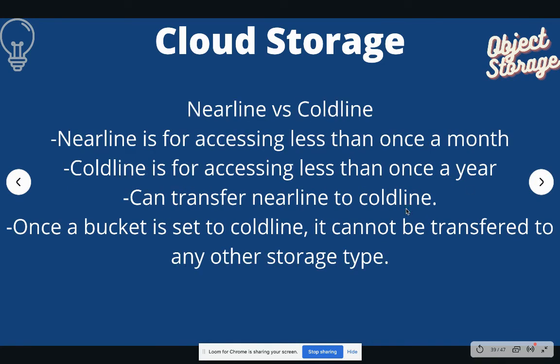Next, we have Nearline versus Coldline. Nearline is really good for accessing data less than once a month. Coldline is for accessing data less than once a year. Retrieving data from Coldline costs more money, and therefore if you're looking to retrieve data more than once a year, you're better off using Nearline. You can transfer Nearline to Coldline, but once you set a bucket to Coldline, you can't transfer it to any other type of data storage.